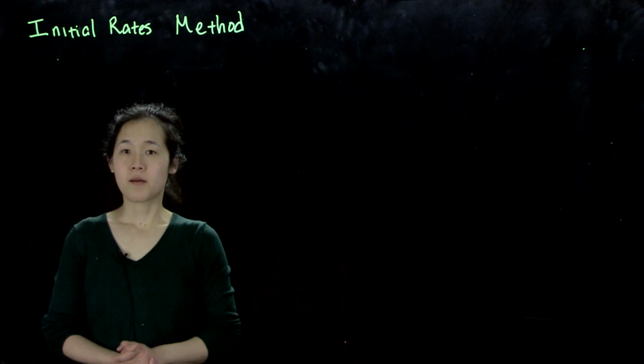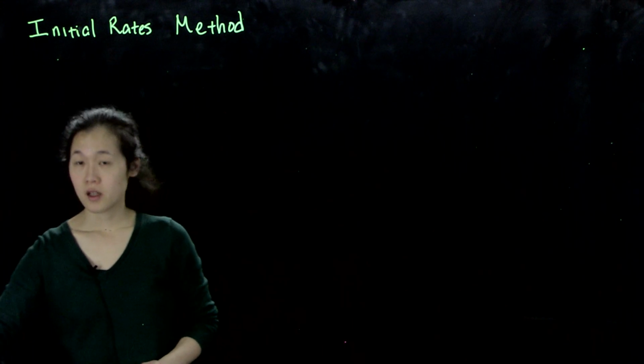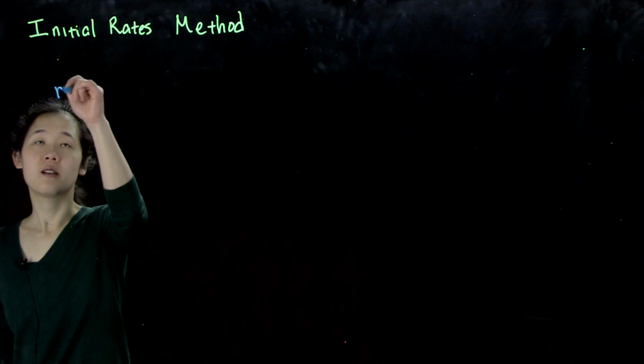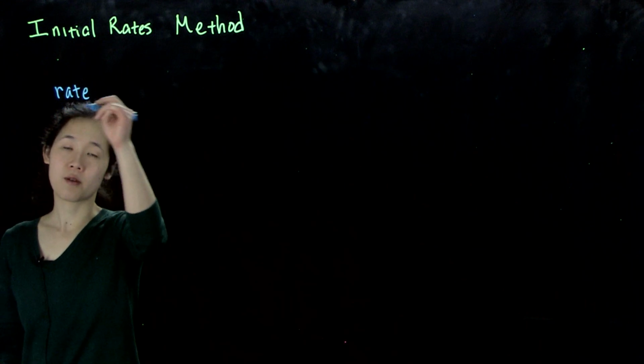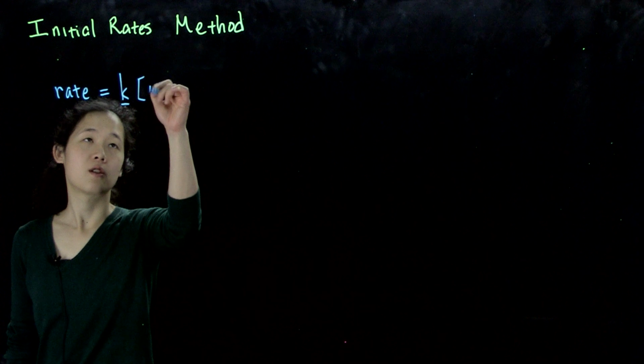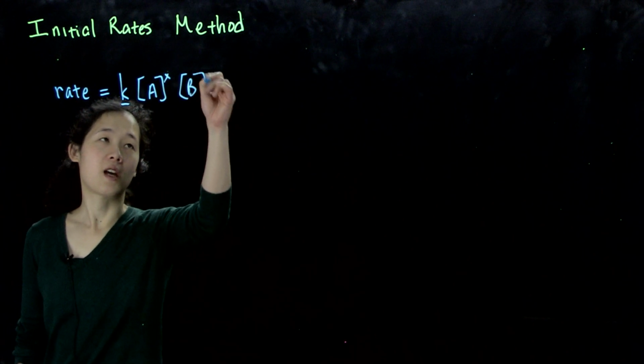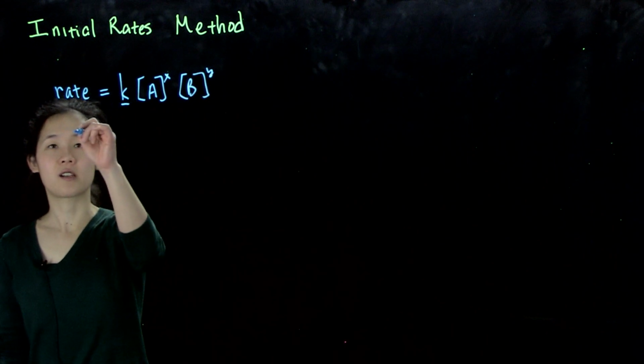So again, from last time, if we want to study a reaction and how it's proceeding, we want to know the rate law. So we want to know what the rate depends on. We can measure the rate, but we want to know what k is, and we want to know the order of the reactants.